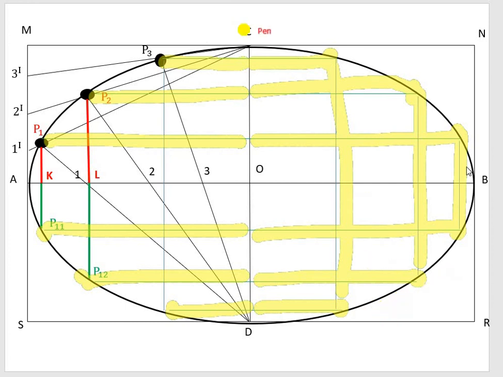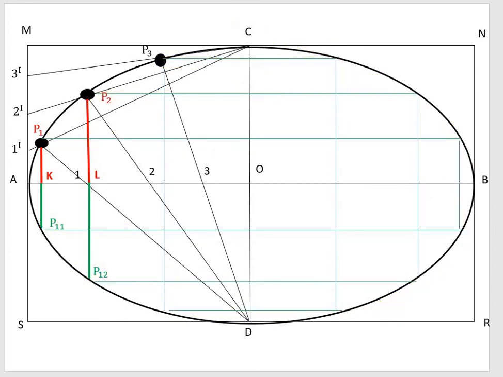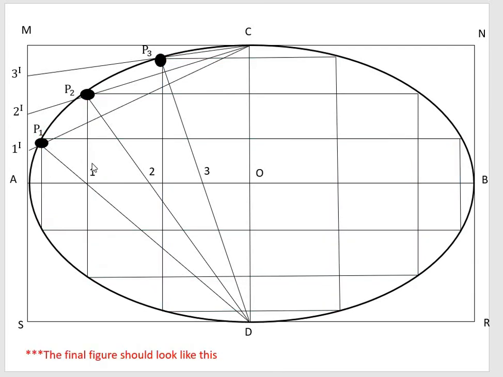Finally, you join all these intersecting points, and it will look like this, and your final figure is over. So here we stop the ellipse.